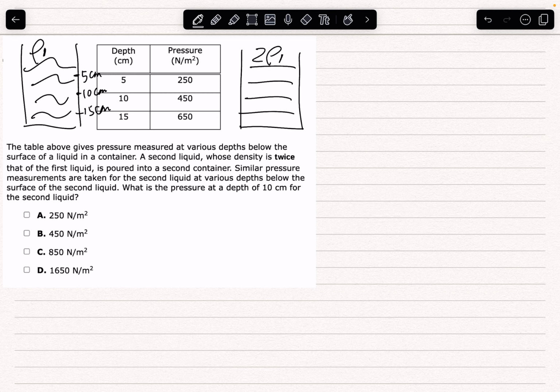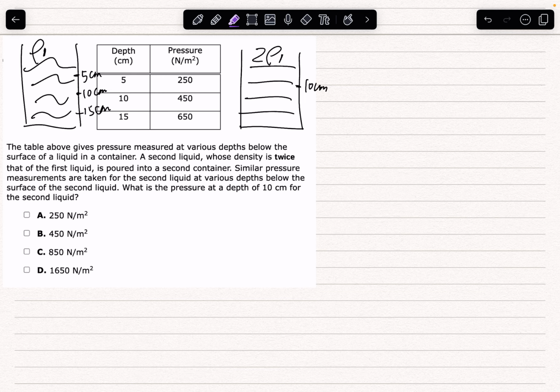All right, and then the question says, similar pressure measurements are taken for the second liquid at various depths below the surface of the second liquid. Okay, so this is basically telling me that for this second setup, I have the same thing that I'm measuring. I'm measuring what? Pressure, right? And I'm also measuring this at different depths. So it's the exact same setup as the first setup, right? Okay. Then the question asks, what is the pressure at the depth of 10 centimeter for the second liquid? So at a 10 centimeter depth, if you were to measure the pressure, what would you get? A, B, C, D, okay? So how would you solve it? Do you have a clue how to solve it, right?